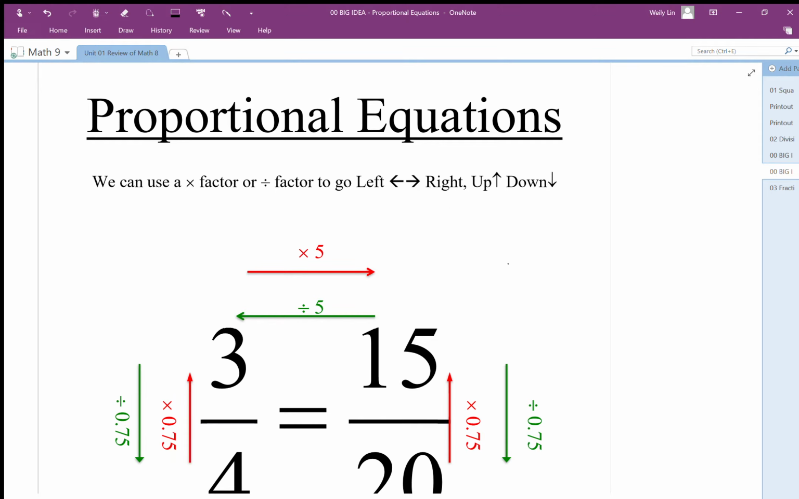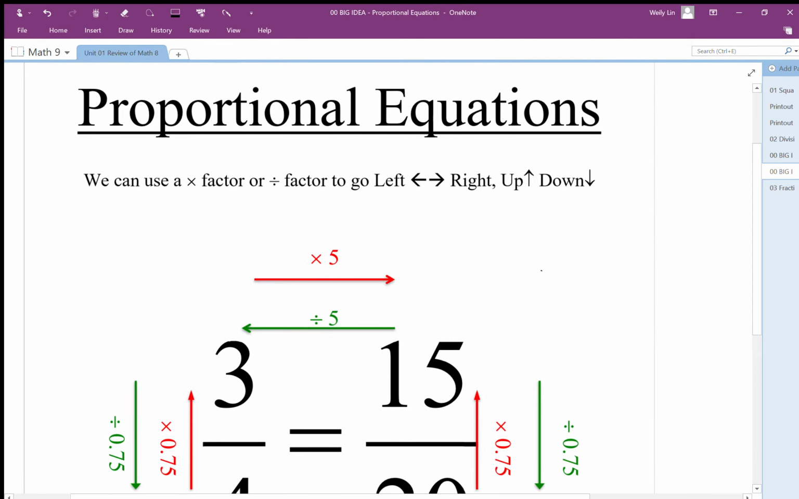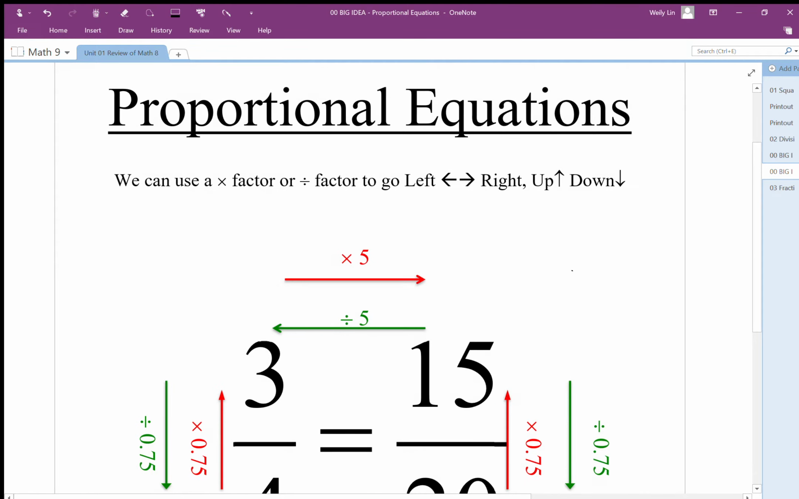In math, there are some fundamentally important concepts, and one of them is the proportional equation. And the proportional equation is something that we use all the time. So the proportional equation is what we use whenever we have any kind of proportional relationship, or in other words, a times and divide relationship.